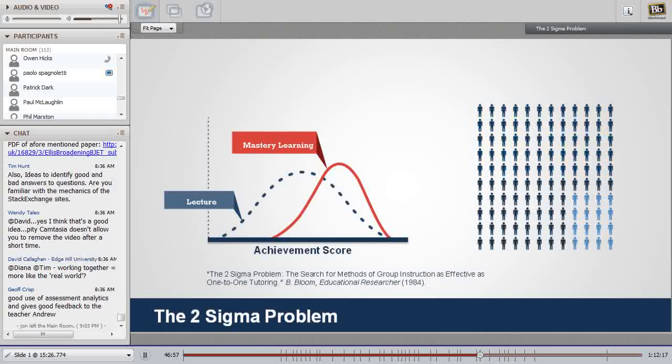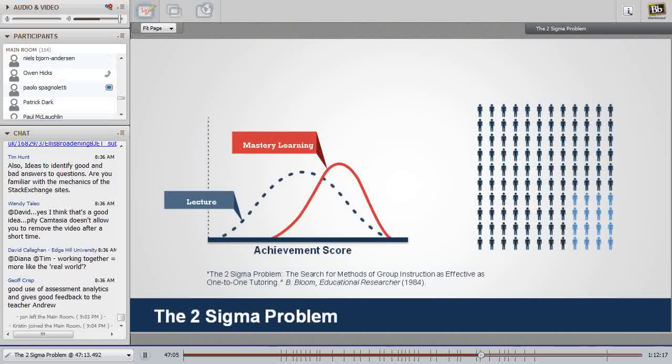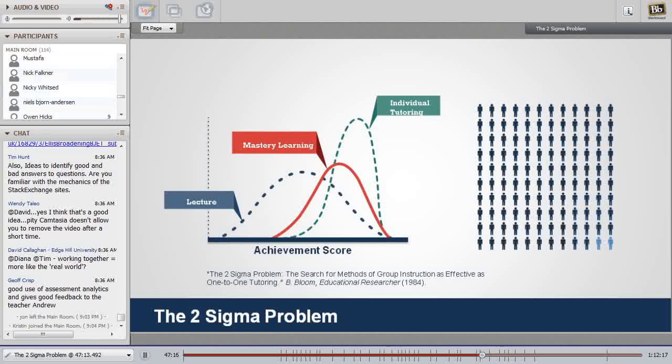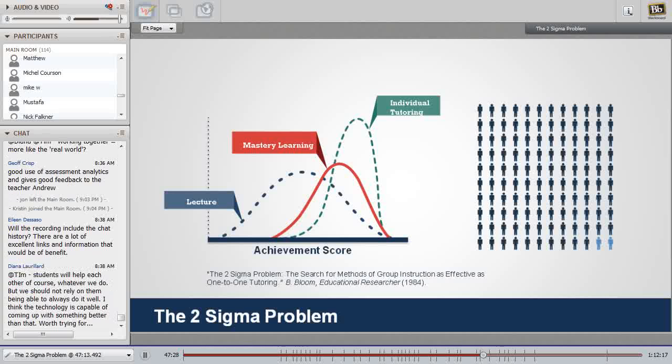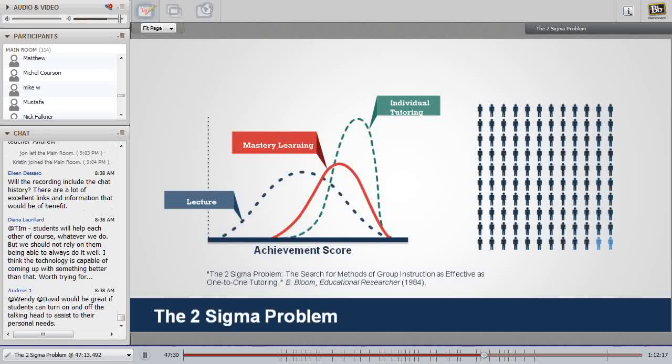If you implement mastery learning, then student performance improves, or it shifts to the right by 1 standard deviation, or by 1 sigma. What this means is that now 84% of your students are performing above what was previously your median level of performance. If you can give each student an individual tutor, then student performance shifts by 2 standard deviations, or 2 sigma. What this means is that now 98% of your students are performing above what was previously your median level of performance. So won't it be nice if 98% of your students are performing above average?